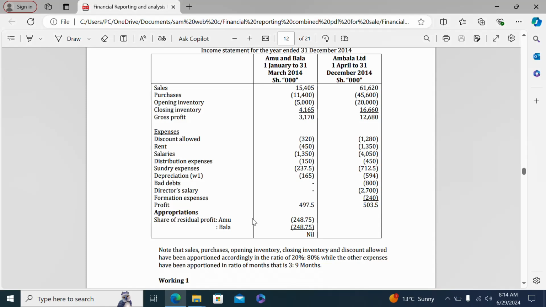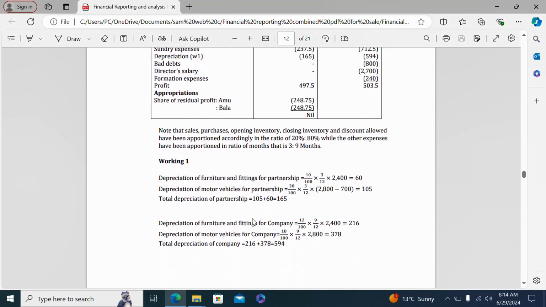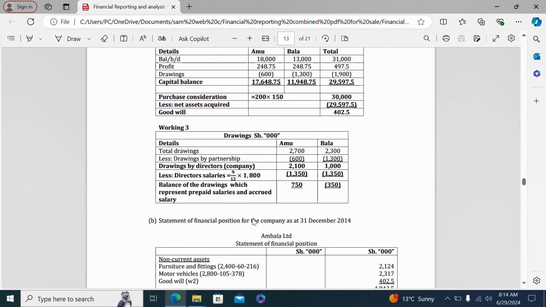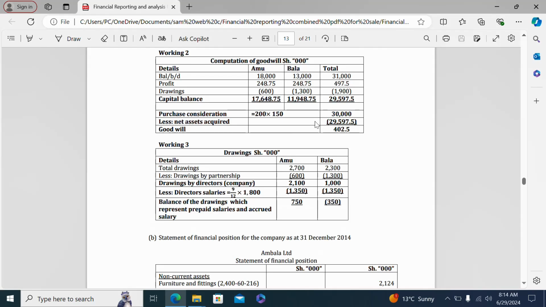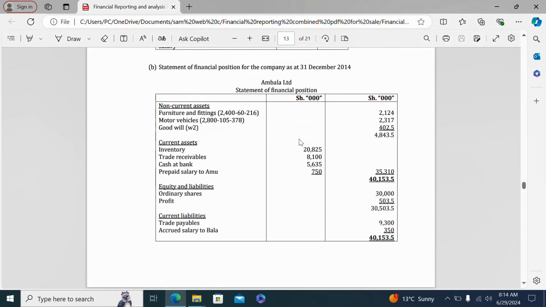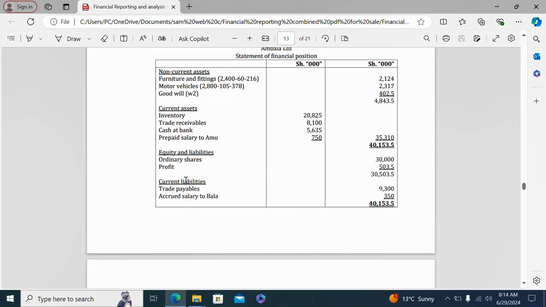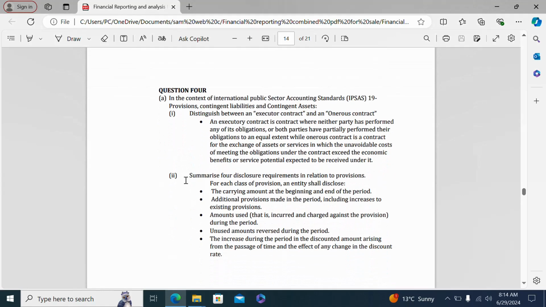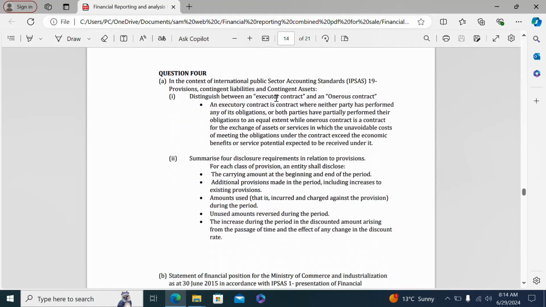So this is the income statement for the year ended 31st December 2014. Then we have the workings for that income statement. We have the computation of goodwill here. And then we have the statement of financial position. If you have any question regarding this paper, you can ask in the comment section and I'll answer your question.